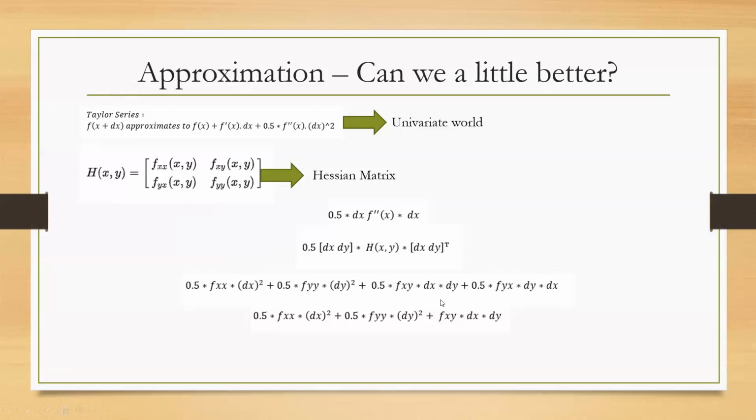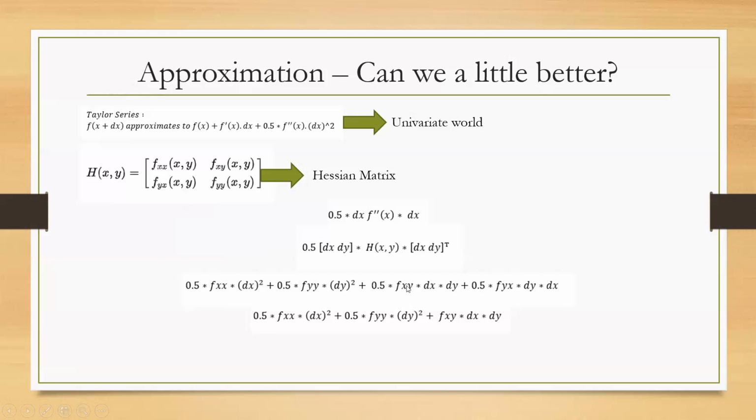Now that is this expression. So if you multiply this, this is what you'll get. 0.5 times this is the second derivative fxx multiplied by dx square, and then 0.5 times fyy multiplied by dy square plus 0.5 times fxy dx dy plus 0.5 times fyx dy dx.